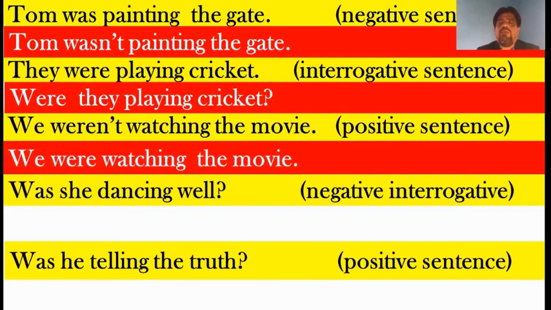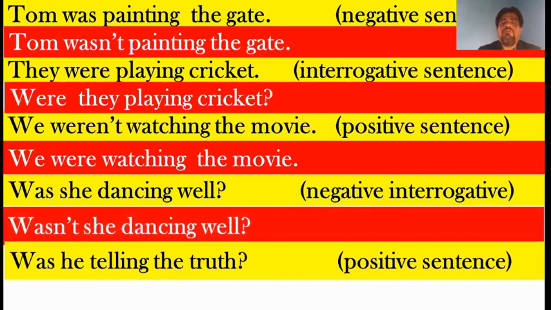Next, we have to make a negative interrogative. Again, we have to add the n't form. So the answer is very simple. Wasn't she dancing well? And the last one, an interrogative sentence is given, and you have to change it into a positive sentence.